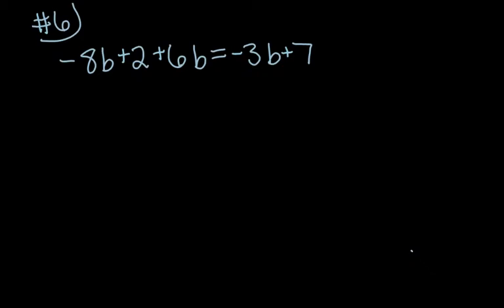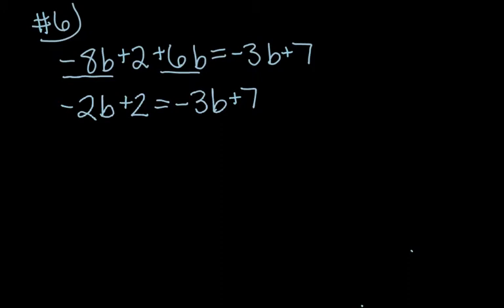On the left, negative 8b and positive 6b are like terms because they are both b's. So I can add negative 8 plus 6. They're opposite signs, so I'm going to subtract and keep the bigger sign. I get negative 2b, and then I'm going to bring down the plus 2. It's not a like term, but it still needs to be in the problem. And on the right side, negative 3b and 7 are not like terms, so we can't combine them.